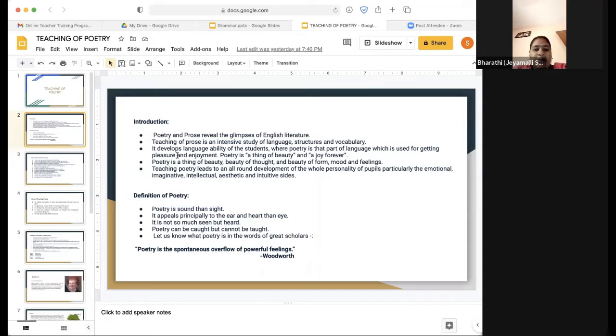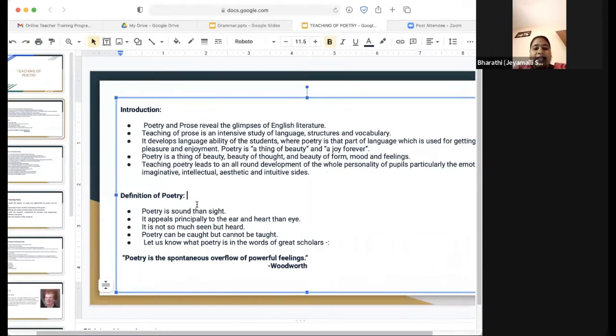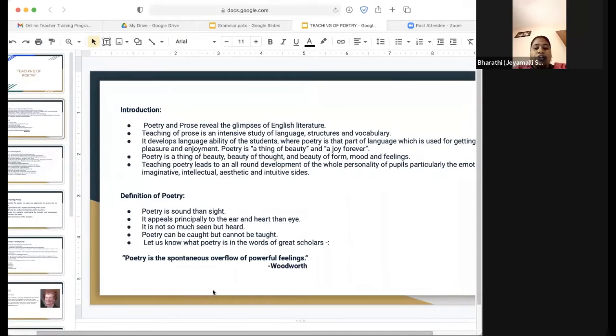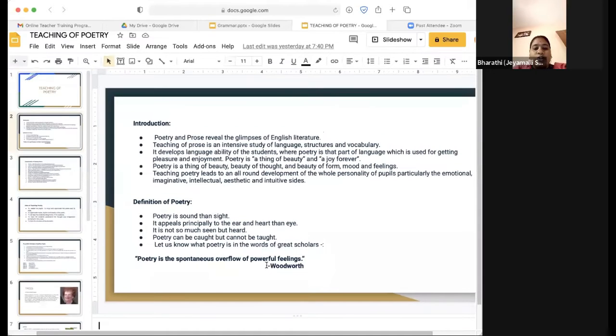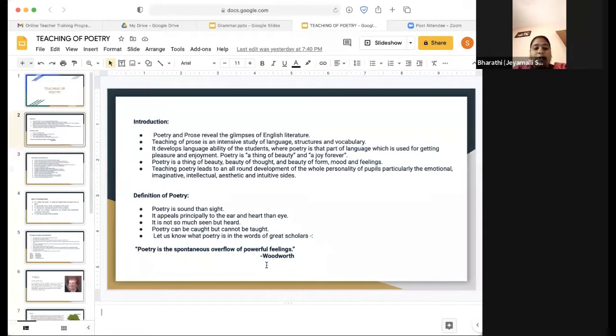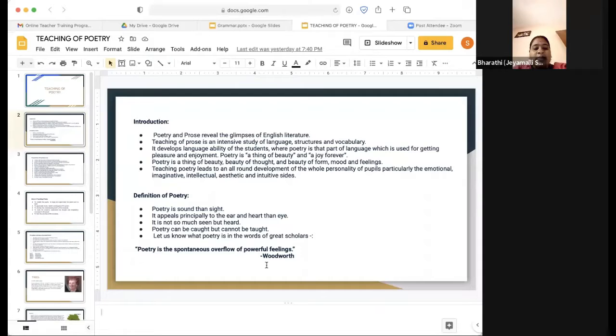Introduction. Poetry and prose reveal the glimpses of English literature. Teaching of prose is an intensive study of language, structures, and vocabulary. It develops language ability of the students, whereas poetry is that part of language which is used for getting pleasure and enjoyment. Poetry is a thing of beauty and a joy forever. Poetry is a thing of beauty, beauty of thought, and beauty of form, mood, and feeling. Teaching poetry leads to an all-around development of the whole personality of pupils, particularly the emotional, imaginative, intellectual, aesthetic, and intuitive side.